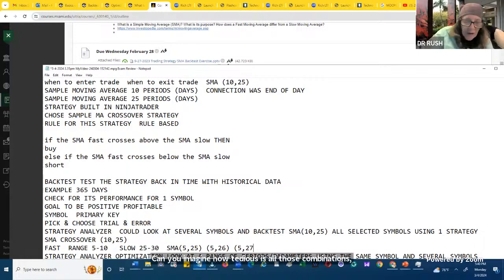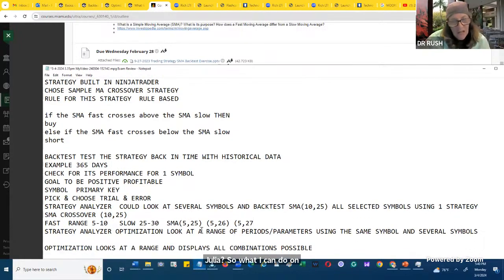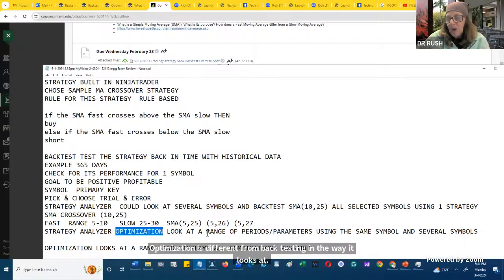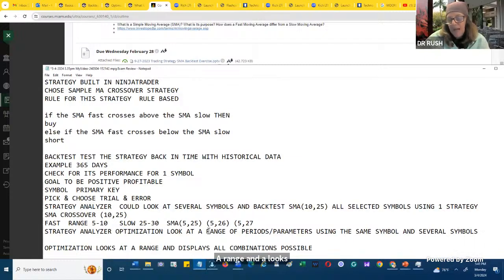So what I can do with optimization is different. Put this in your notes. Optimization is different from backtesting in the way it looks at a range and it looks at all the different combinations. I can use it on the same symbol, or I could use many symbols.